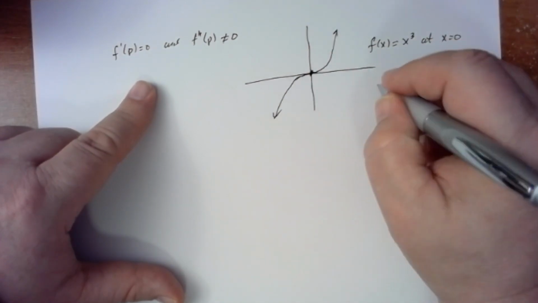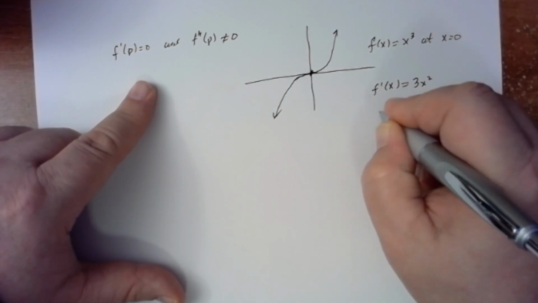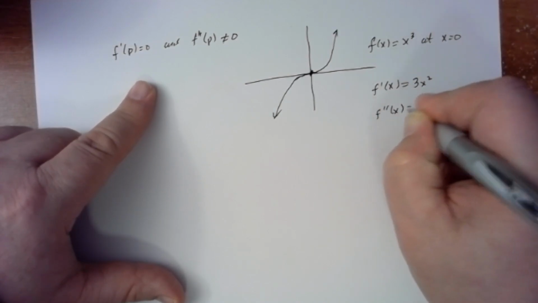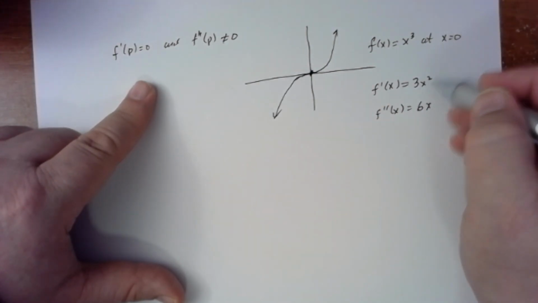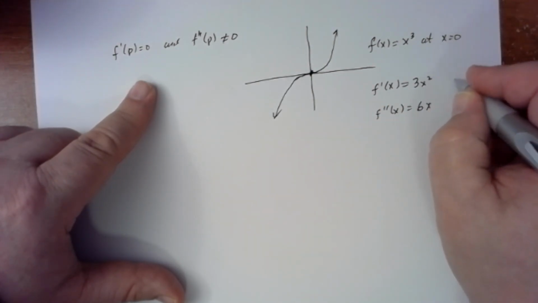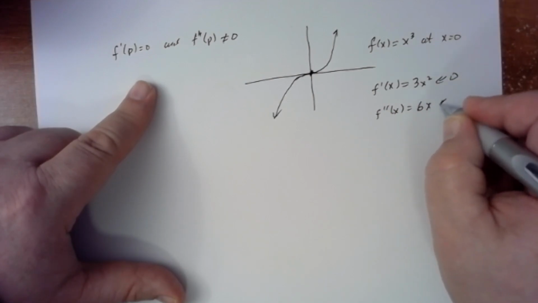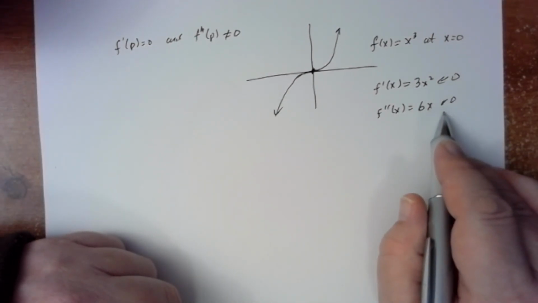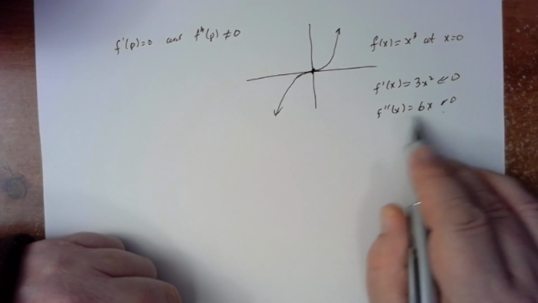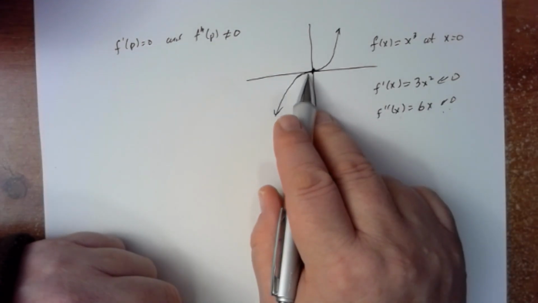Good. And so f prime of x is 3x squared and f double prime of x is 6x. Now if I put in x equals 0, I get 0 for the first derivative, and if I put in 0 for the second derivative, I also get 0. So does that mean that if f prime of 0 and f double prime of 0 of x is 0, then I don't have either a local max or min?